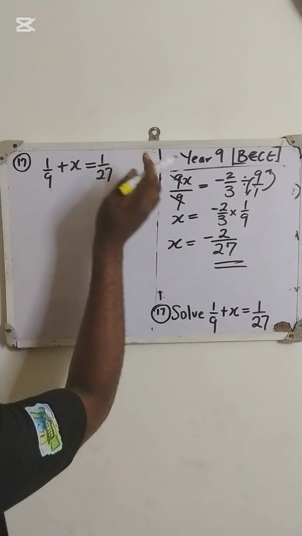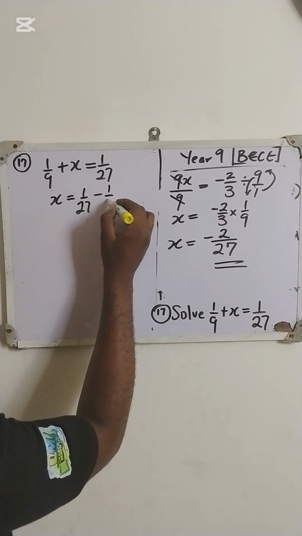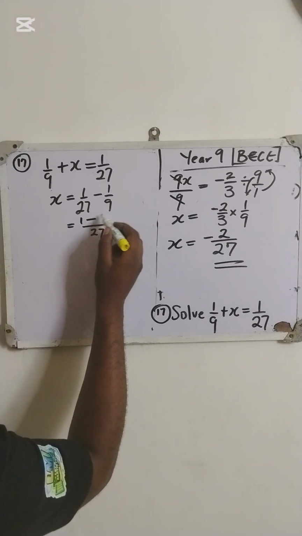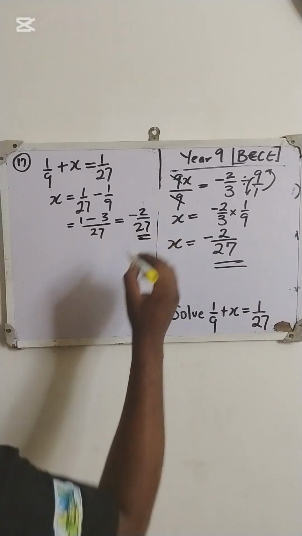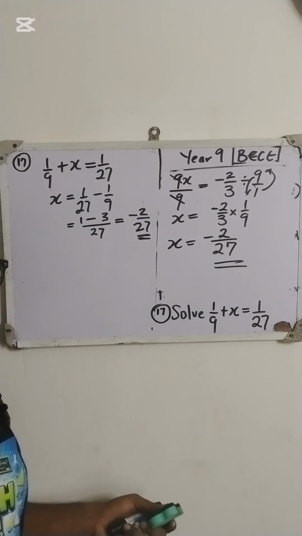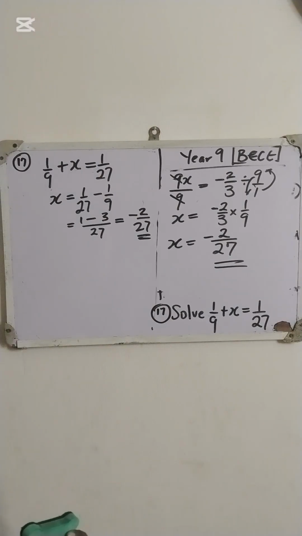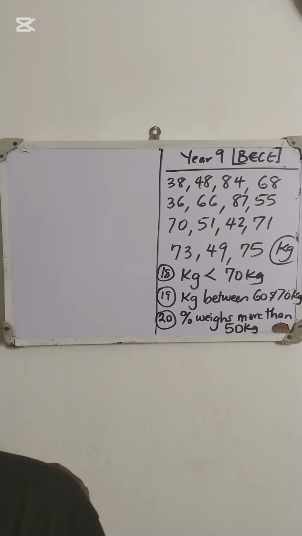We can carry this 1 over 9 to the other side. So we have x equals what? 1 over 27 minus 1 over 9. Okay? LCM here: 1 minus 3. That's minus 2 over 27. Faster, easier, straightforward. Okay? So that's it. Pretty simple.